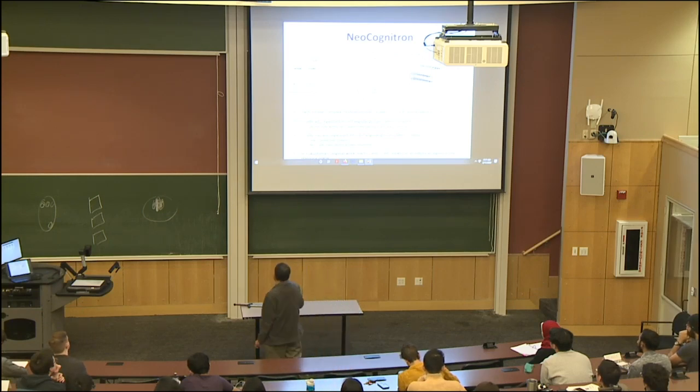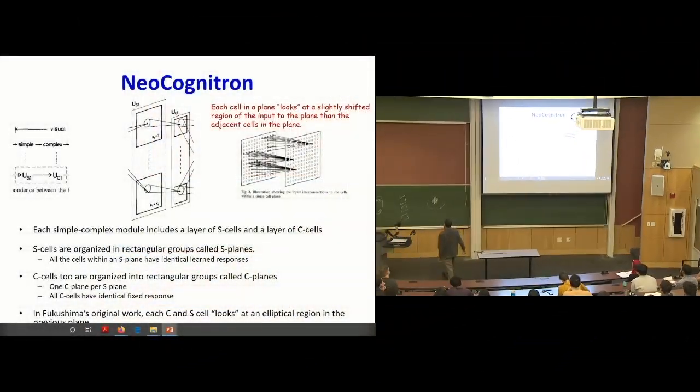And what about the C cells? The C cells behind them, he organized them as rectangles, just like these planes. Each C cell over here was looking at a region of S cells and combining all of the information from these S cells to give you one combined response. So the C planes naturally were smaller than the S planes because they're looking at groups of S cells, and they're sort of cleaning up the act, right? Now, in Fukushima's original paper, the S cells were looking at elliptical regions of their input, and the C cells in turn were looking at elliptical regions from the S planes, right?